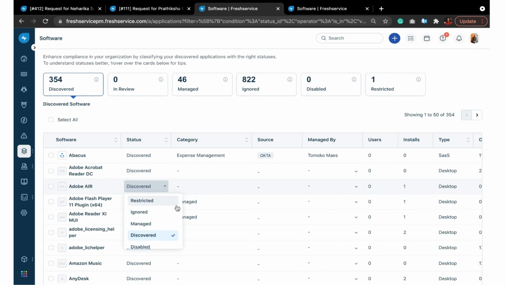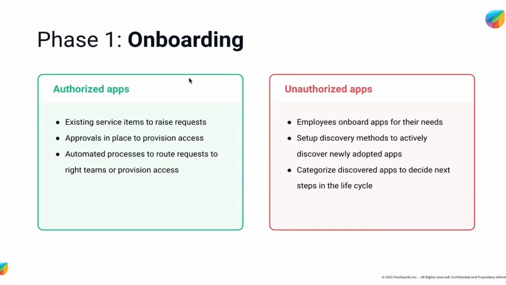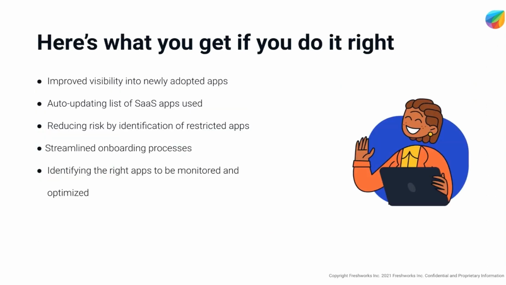So you can either restrict them, you can ignore them, or you can even decide to manage them further in your upcoming phases or in your next cycle. So this is how you can stay on top of the onboarding phase for your unauthorized applications.